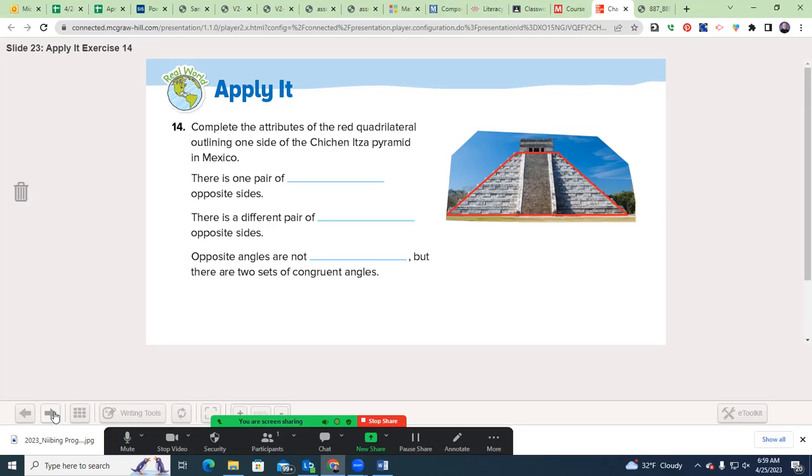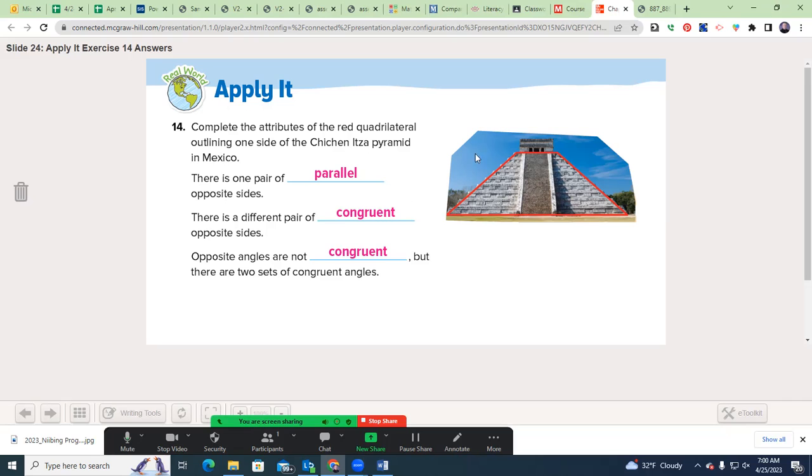Maybe. All right, complete the attributes of the red quadrilateral outlining one side of the Chichen Itza Pyramid in Mexico. There is one pair of blank opposite sides. So there's 2 possible words here. Which one do you think it is? Then there is a different pair of blank opposite sides. And opposite angles are not blank, but there are two sets of congruent angles. Go ahead and pause the video, see if you can fill those in, and then unpause it when you're ready.